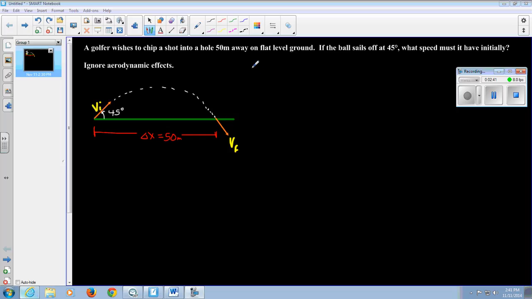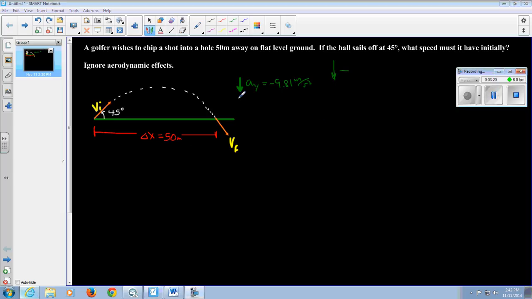Let's see what we do know in the y direction. Let's pick green for our y direction. So we do know that acceleration in the y direction is equal to negative 9.81 meters per second squared. And I use that because I know down is what I call negative.